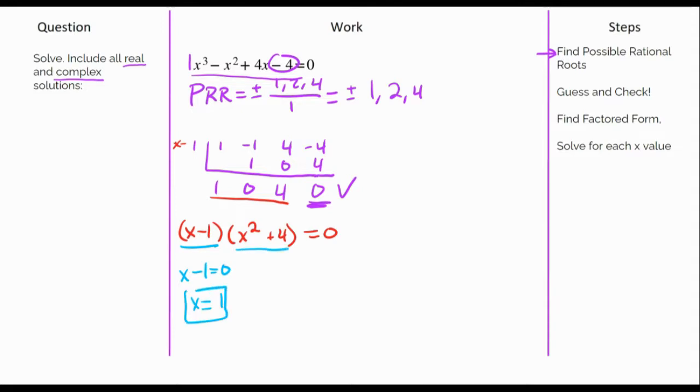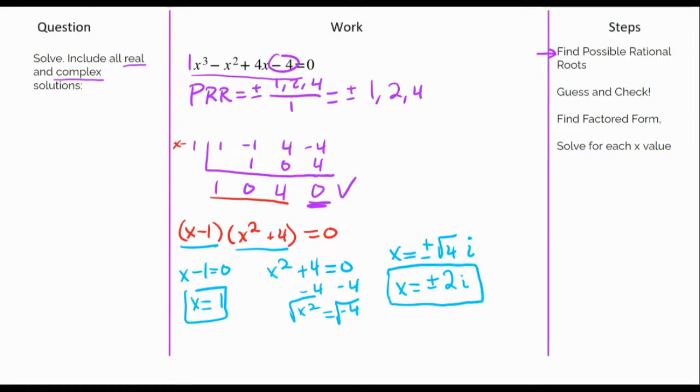Then on this part of the problem, I have x squared plus 4 equals 0, and I can solve this by using square roots. So I subtract 4 from both sides, x squared equals negative 4. I take the square root of that, which is going to give me x equals plus or minus the square root of 4, and then I'm going to pull out that negative to make that i, and then simplify that to get plus or minus 2i.